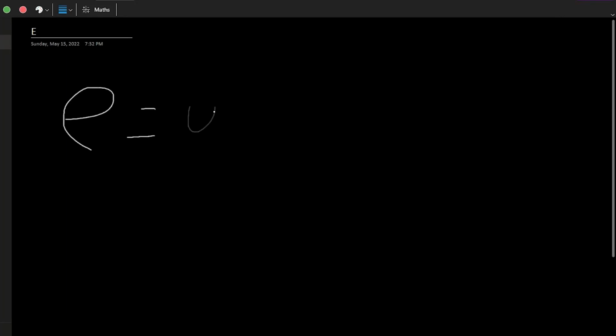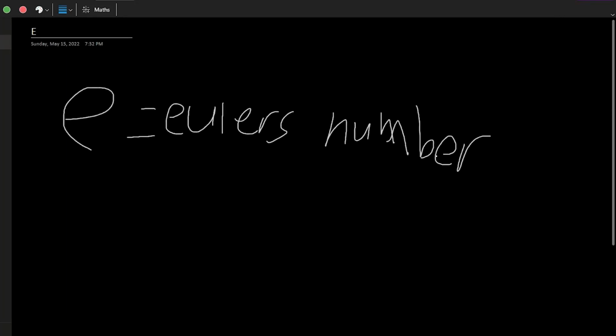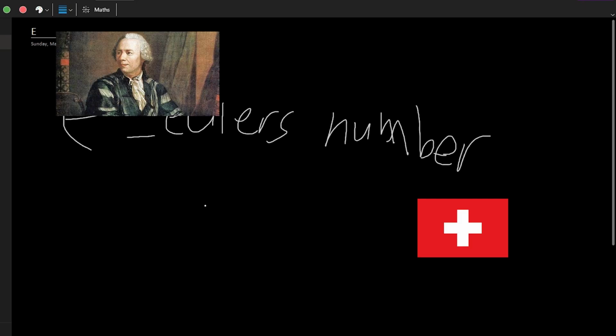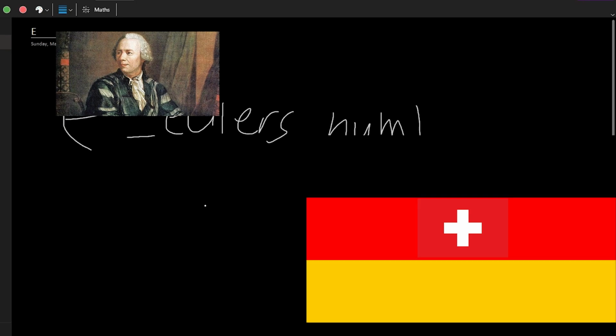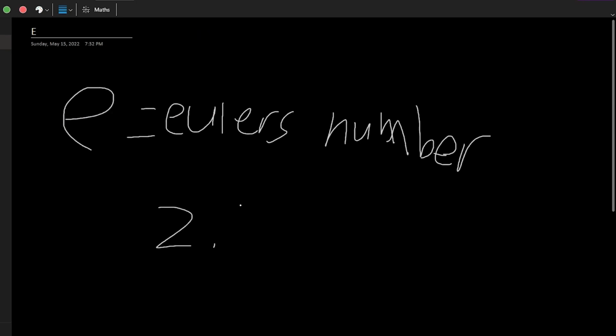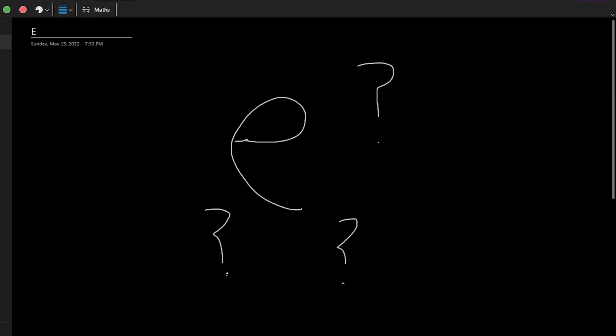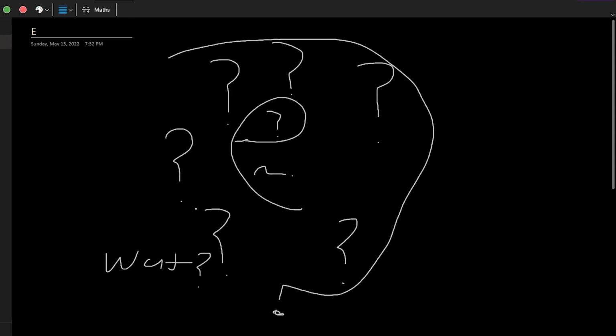So you've probably heard about E, also known as Euler's number, and yes, that is how you say it because even though Leonhard Euler was Swiss, his last name Euler is German. You might even know that E approximates to 2.72, but what really is Euler's number and how can we use it? Well, to start off with, what is the exact value of E?